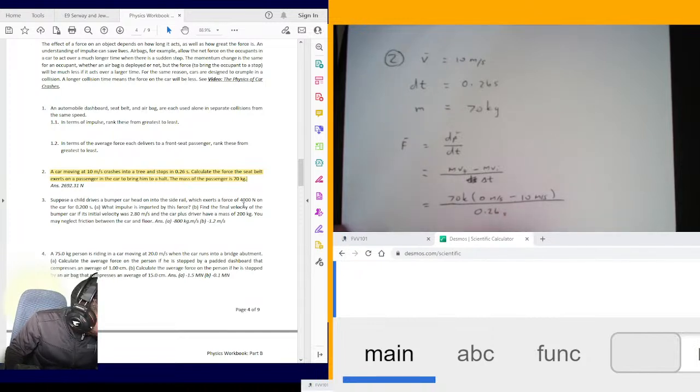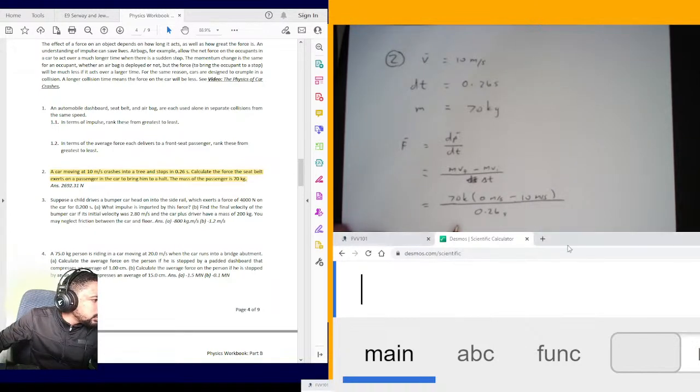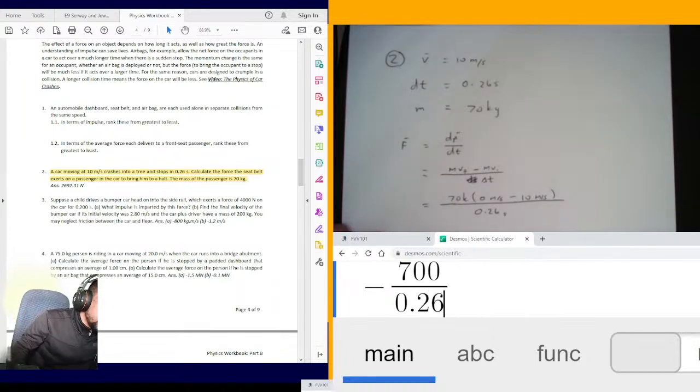This is going to be negative 2692.30. Okay, that is 10 times 70 is 700. It's going to be negative 700 basically, because 10 multiplied by negative 10 multiplied by 70 is negative 700. Let me check my own calculation. Divided by 0.26, that gives you negative 2692.30 newtons of force.